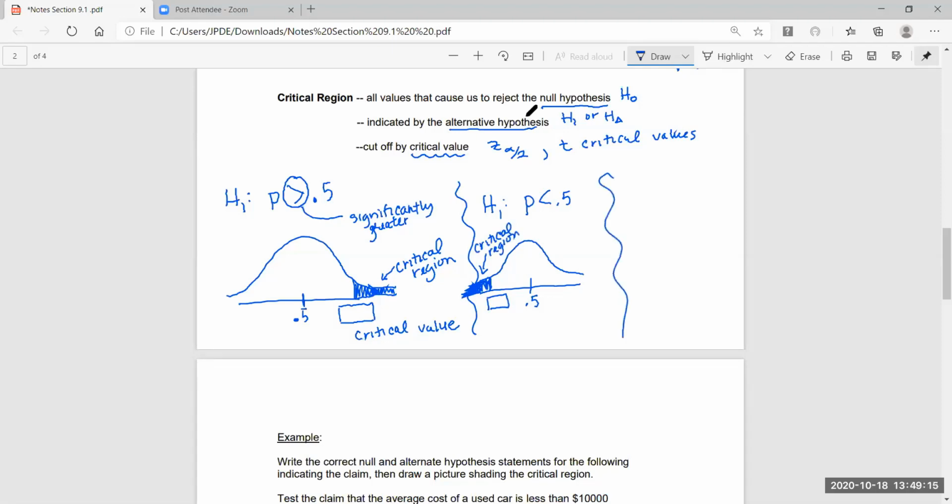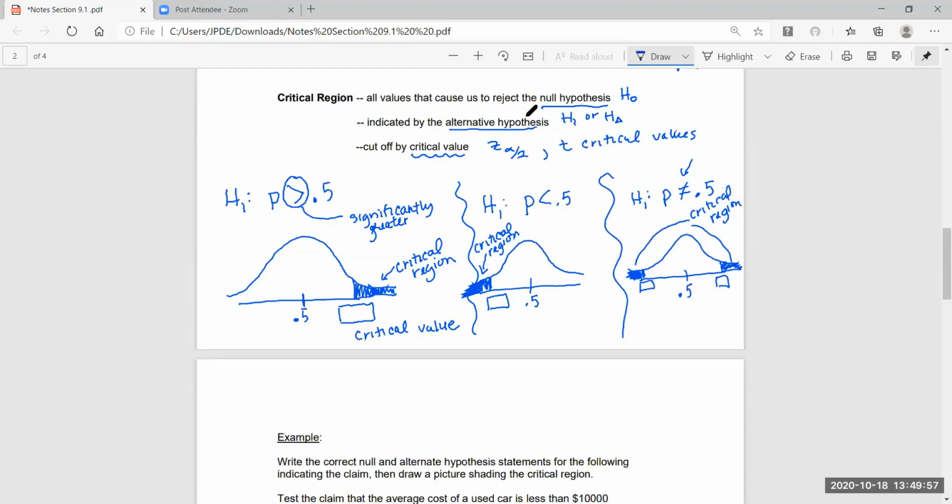And then the last one, let's do a not equal. So again, if we looked at a normal distribution, if it's significantly different than 0.5, if it's not equal to 0.5, it could be a lot higher than 0.5 or a lot lower than 0.5. So your critical region is these two together, the shaded part. And the cutoff, again, the critical values would be there and there.